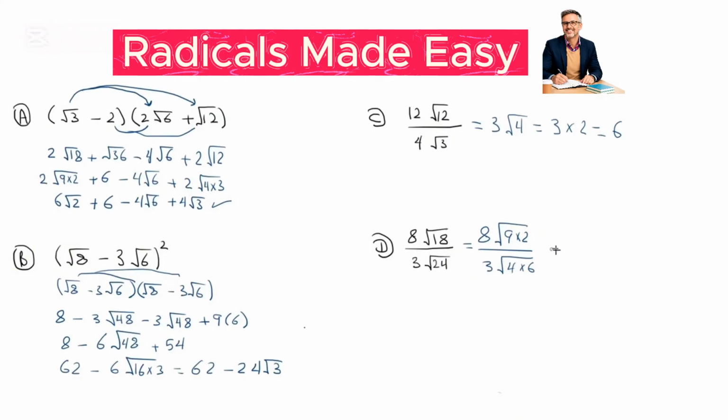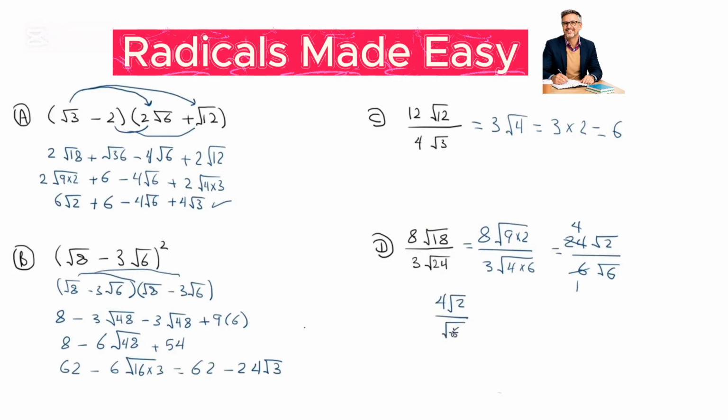Now square root of 9 is 3 times 8 is 24. Square root of 2, and square root of 4 is 2 times 3 is 6. Square root of 6. Now 6 goes into itself once, it goes into 24 4 times. Now we have 4 root 2 all over root 6.